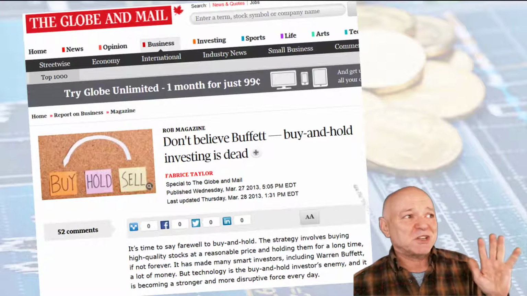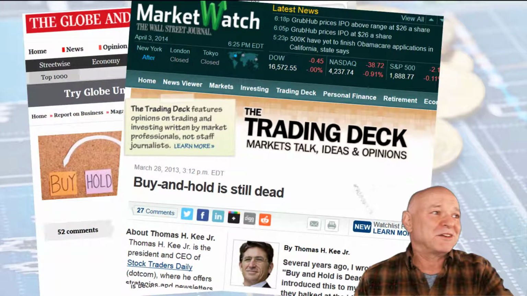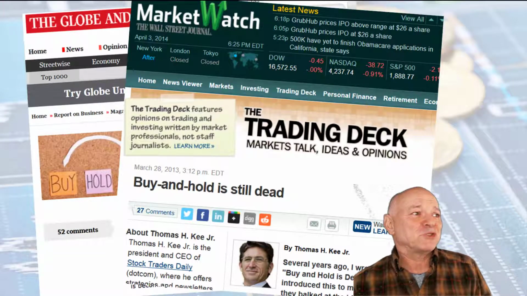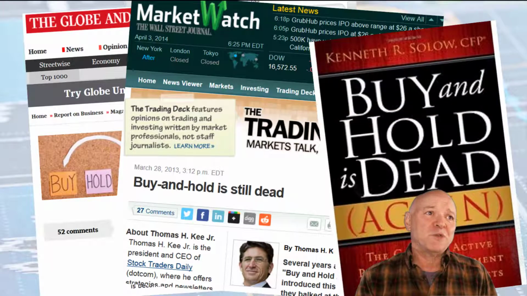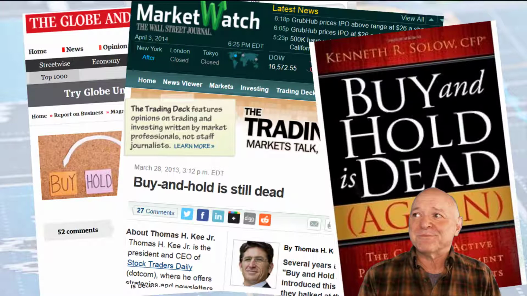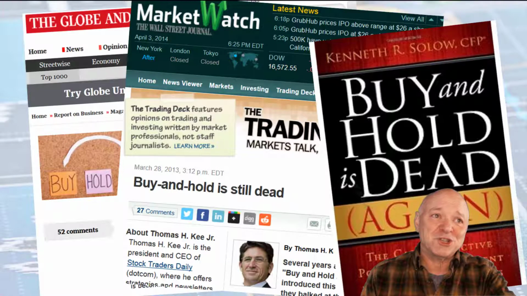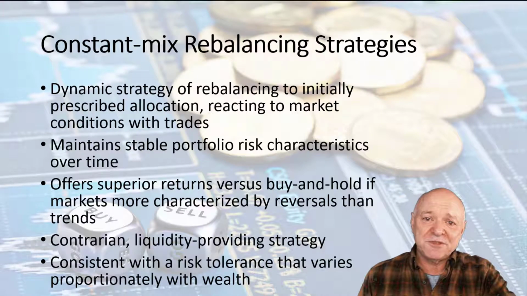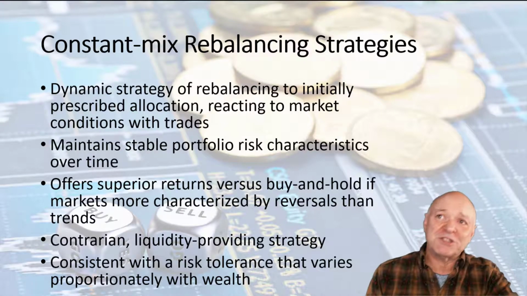So I do constantly see headlines like this in the Globe and Mail or in CBS MarketWatch. From the Wall Street Journal, it says buy and hold is still dead. In fact, people have even written a book or several books, more tongue-in-cheek, saying that buy and hold is dead. Again. So what are some of the alternatives? We could have constant mix and constant proportion rebalancing strategies.